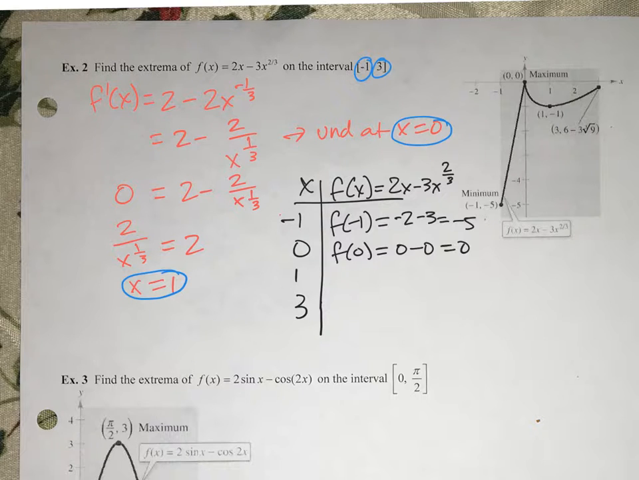And then f of 1 would be 1 minus 1. No, I'm sorry, it wouldn't be 1. It would be 2. If I put a 1 in for x right here, 2 times 1 is 2. Minus, now if I put a 1 in here, 1 raised to the 2/3 power is 1, and 3 times 1 is 3. So this would just be 2 minus 3, which equals -1.